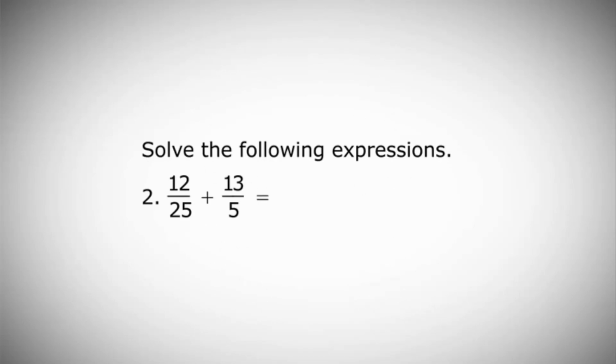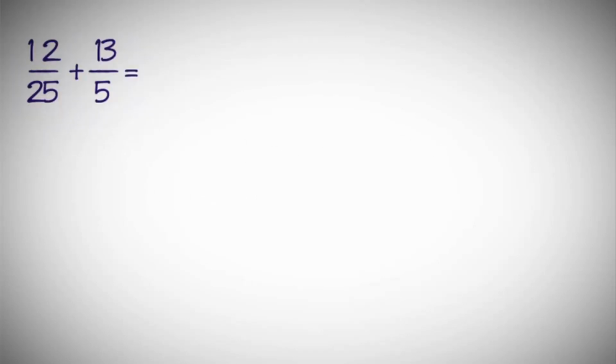Let's start by going over example number 2. This question asks us to add 12 over 25 plus 13 over 5. Now remember that when you're adding fractions, you need to have a common denominator. But the good news is that in this case, 12 over 25 already has the lowest common multiple as our denominator. All we have to do is convert 13 over 5 into a fraction that has 25 as its denominator.